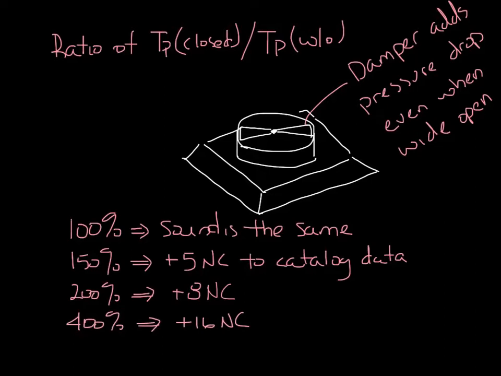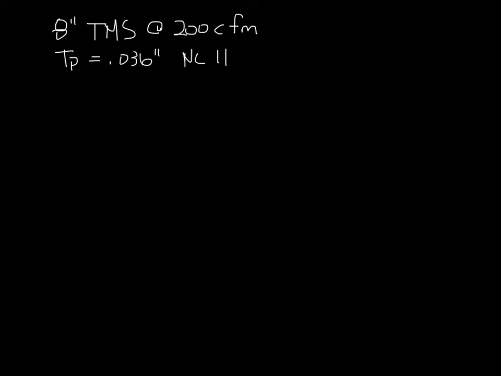Okay, so let's scoot this up out of the way for a minute. Let's say you have a round damper in the neck of an 8-inch TMS diffuser. At 200 CFM, the catalog says the total pressure is 0.036 inches and it has NC 11. So now if you close the damper to 50% at that same 200 CFM, let's look what happens to the pressures.